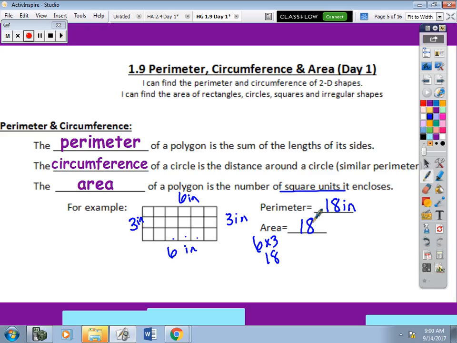But area has to be in square units. So this would be in square inches, which you can either write out with inches squared, or you could actually write out as square inches if you really wanted to. Most people don't want to do that. But you want to be really careful with your units because on our test next week, sometimes they'll ask you for perimeter or area. Your units will matter.